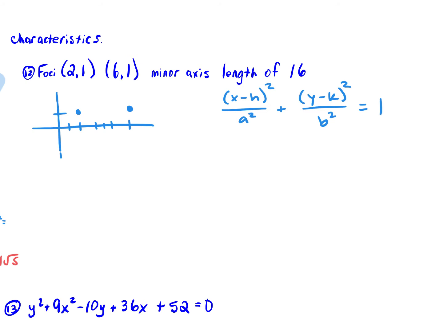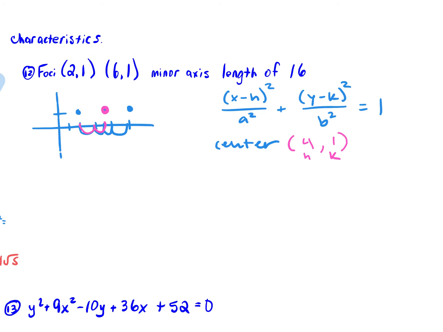What is our center? You would have to count the distance. So we have 1, 2, 3, 4. 4 units in between our foci. So the half of 4 would be 2. So our middle is 2 spaces away here. So 1, 2. So this point would be 4, 1. So center is our H and our K.